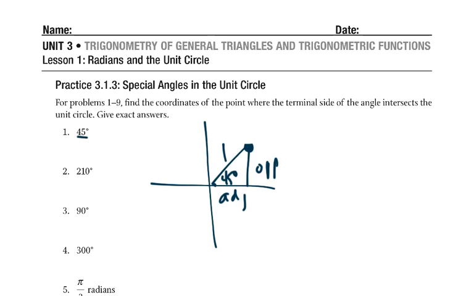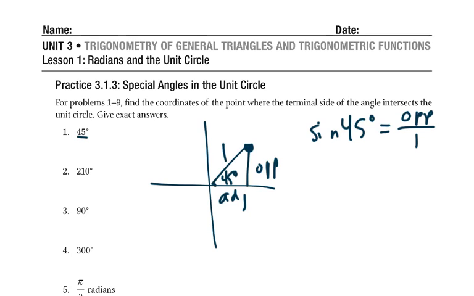Now thinking about this one, we need to find the opposite, so we need the sine. The sine of 45 degrees would equal the opposite over the hypotenuse of 1. Well, what's the sine of 45 degrees? I could just type this into a calculator. The problem is it doesn't want a decimal, it wants an exact answer. That's what I'm looking to get.